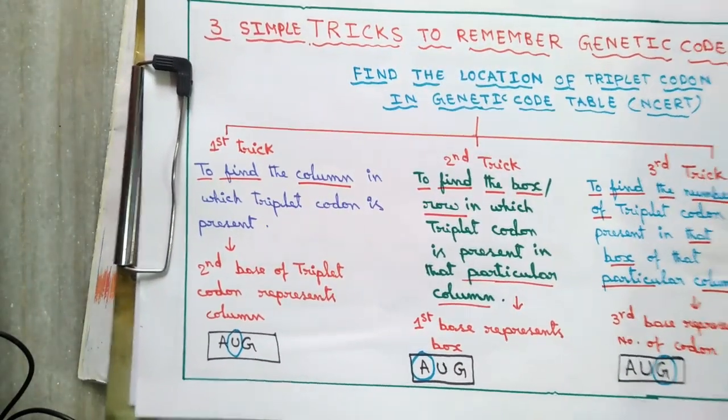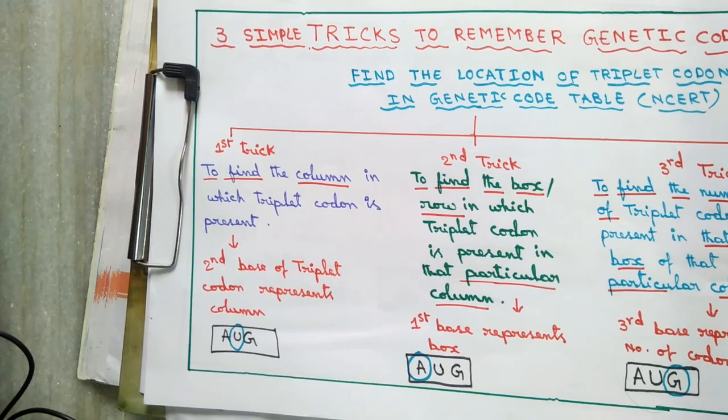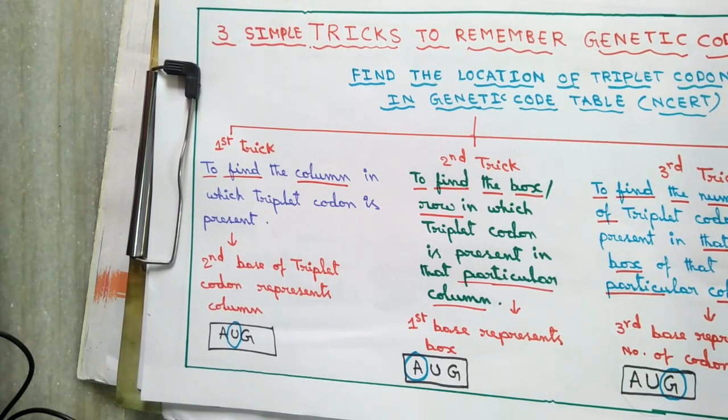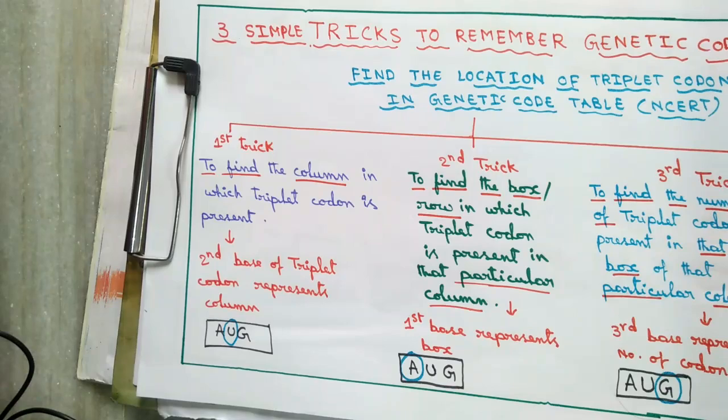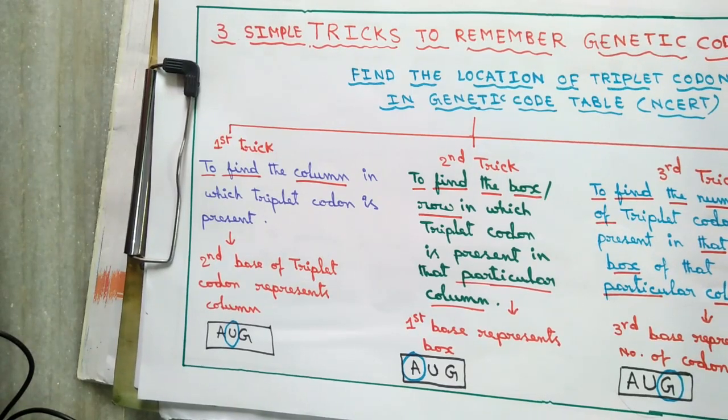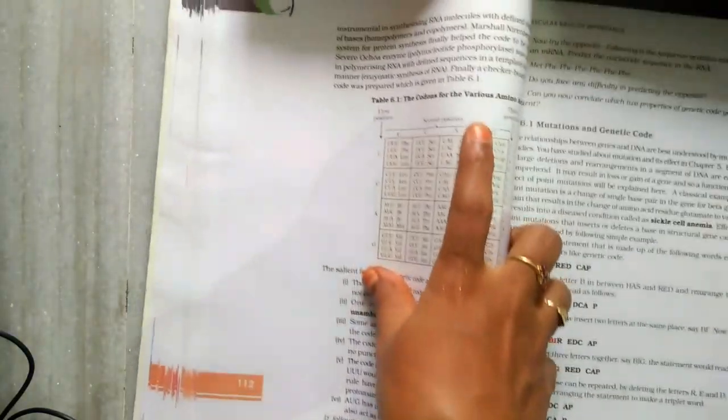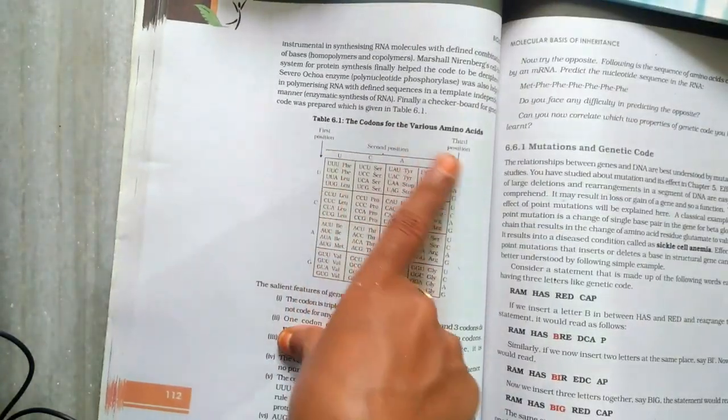Hello students, in today's lecture I am going to explain to you 3 simple tricks to remember the genetic code. Before giving these tricks, let's see what the genetic code table is. This is the genetic code table given in NCERT.